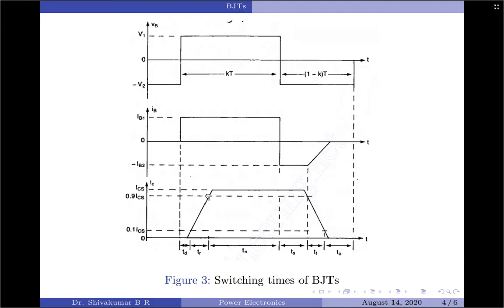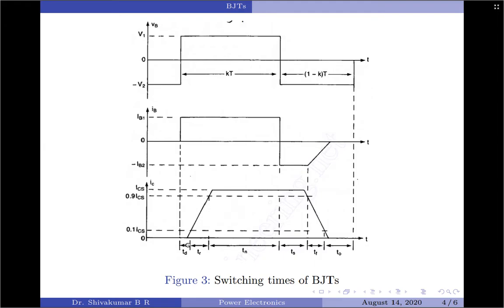Okay. As the input voltage VB rises from 0 to V1 and the base current rises correspondingly from 0 to IB1, the collector current does not respond immediately. You can see there is a delay. This delay is also called the delay time, represented by TD, before the collector current rises.